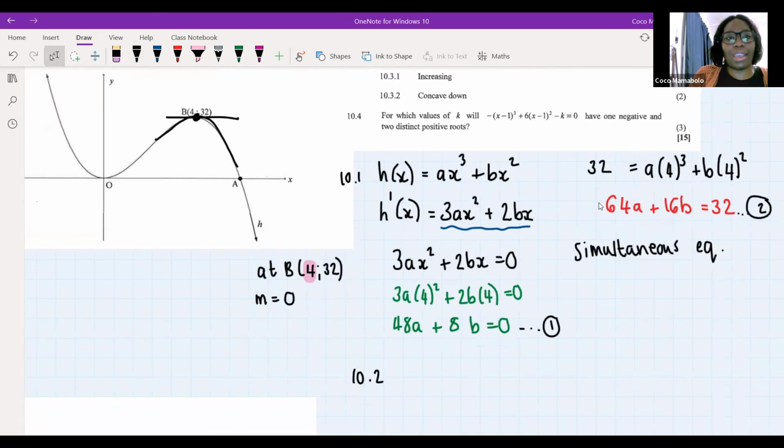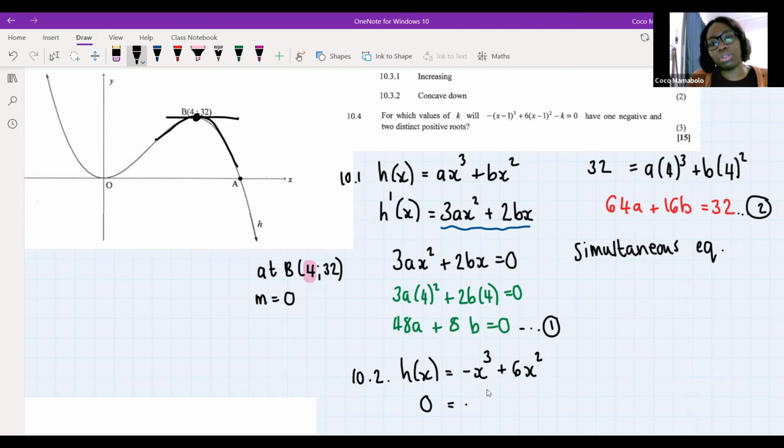We already know that the y value of A at that point will be equal to 0 because it's sitting on the x-axis, right? But I know that h of x is now equal to negative x cubed plus 6x squared, because they've told me what a and b are equal to. Then I know that my y value at A will be equal to 0. So I can sub in. I can go 0 is equal to negative x cubed plus 6x squared, and I can solve for x.